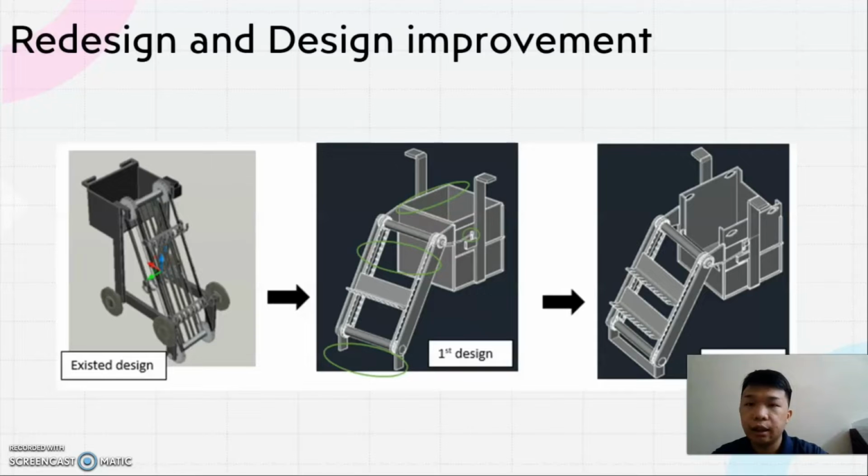Next, the redesign and the design improvement. The existing design only has a specific height, complex design, less capacity, many components, and no switch. So we did the redesign that has adjustable height, simple design, big capacity, fewer components, with a switch and speed auto controller.